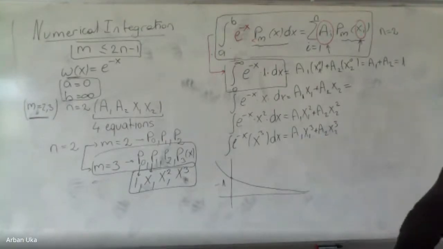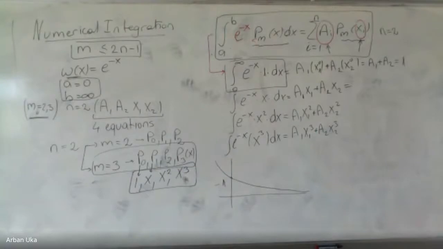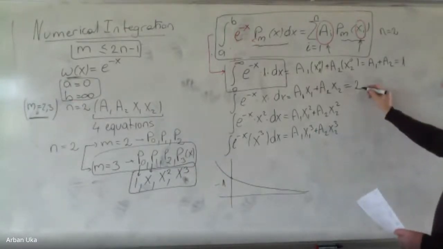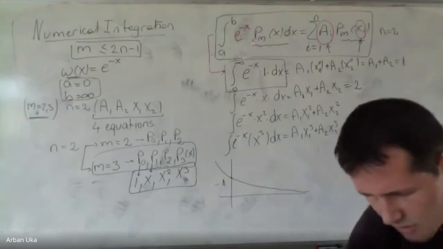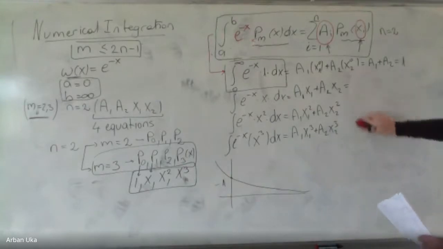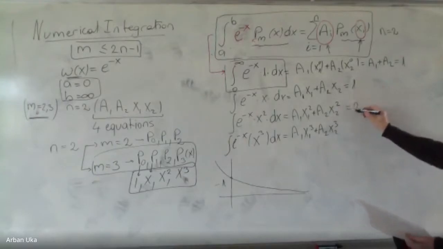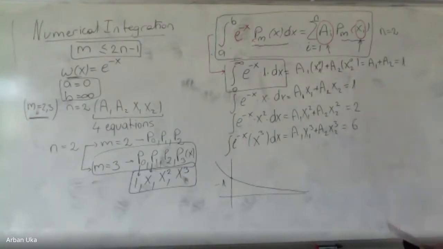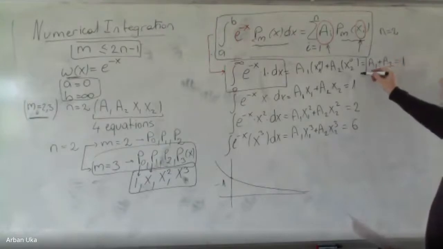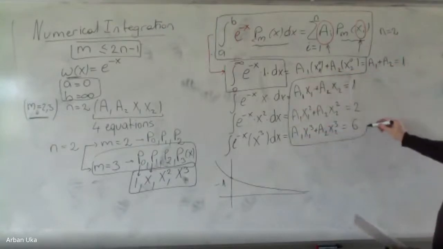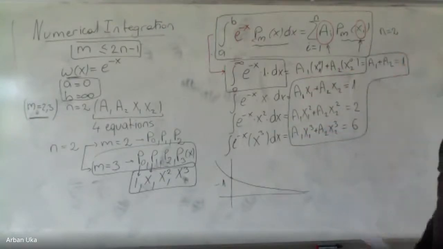So at this point, I think we can enter the results. The first equation is 1. The second equation is also 1, sorry. This is also 1. This will be equal to 2, and this is equal to 6. So here we have 4 equations in 4 unknowns, and we should be able to solve them, okay?